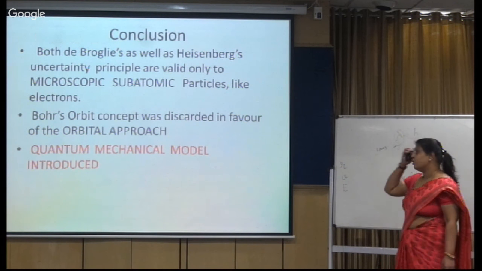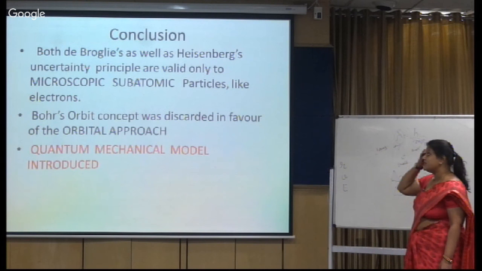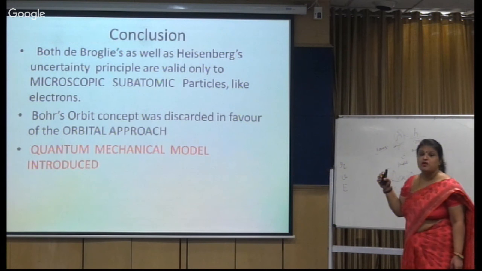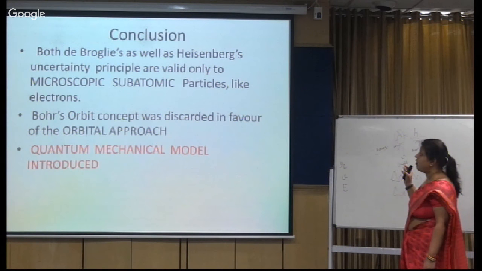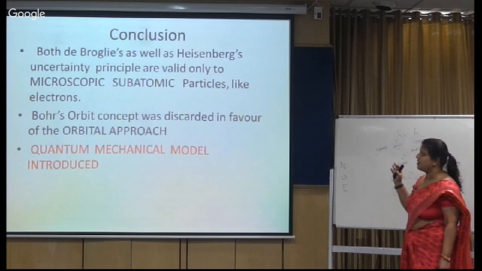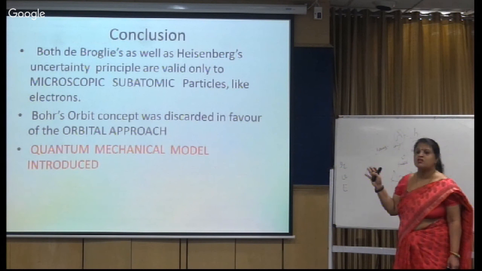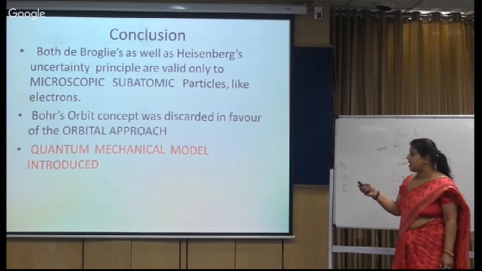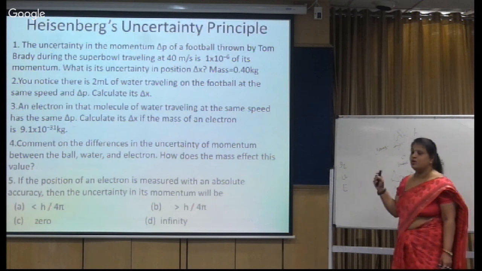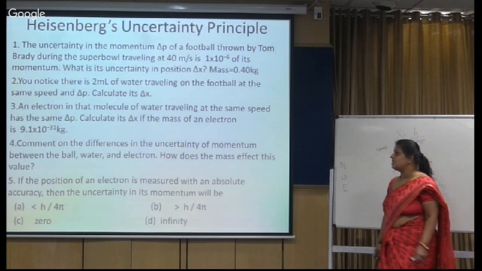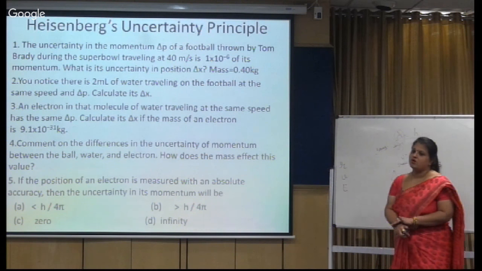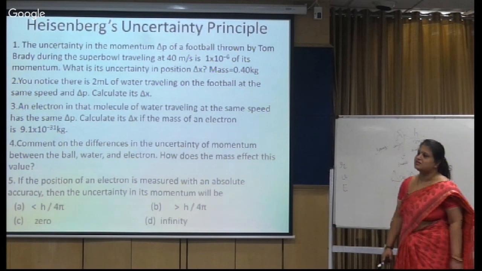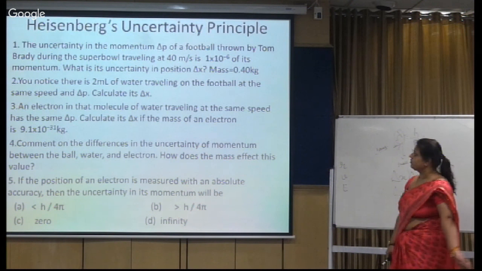So both de Broglie's and Heisenberg's uncertainty principles are valid only for microscopic objects, subatomic particles like electrons, and hence Bohr's concept of orbit was discarded in favor of the orbital approach, and the quantum mechanical model was introduced. Now let us see some of the numericals on Heisenberg's uncertainty principle. First one.